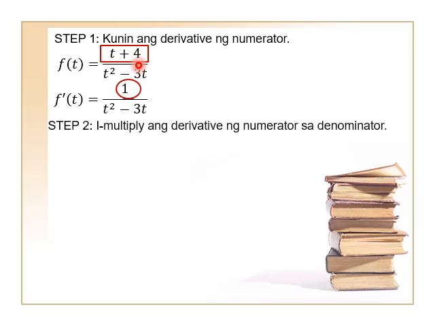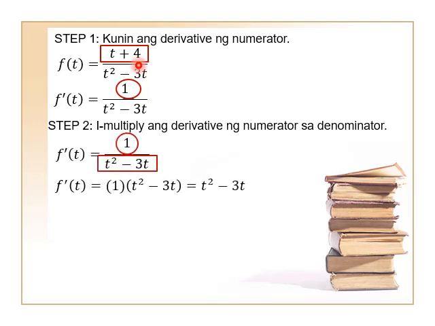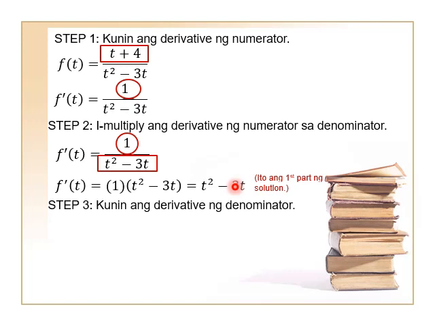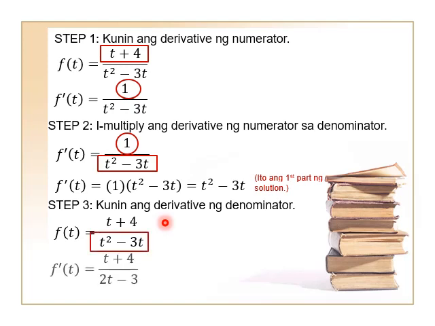Multiply ang derivative ng numerator sa denominator. Ito yung numerator natin, ito denominator. Multiply lang tayo ng 1, ibig sabihin, kukopyahin lang natin yung sagot. Ayan. Itong first part ng solution, t squared minus 3t. And then, kunin natin ang derivative ng denominator. Denominator mo is t squared minus 3t. Ang derivative nito is 2t minus 3, kasi bababa natin yung 2 and then t, 2 minus 1 equals 1, and then ito, kokopyahin lang natin yung constant.